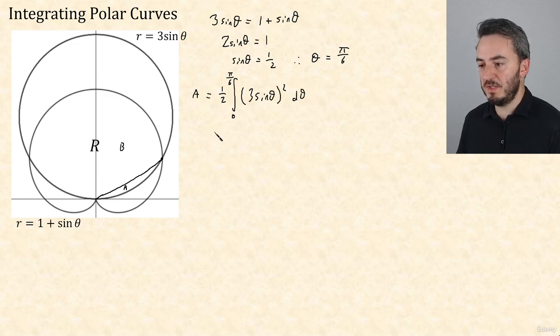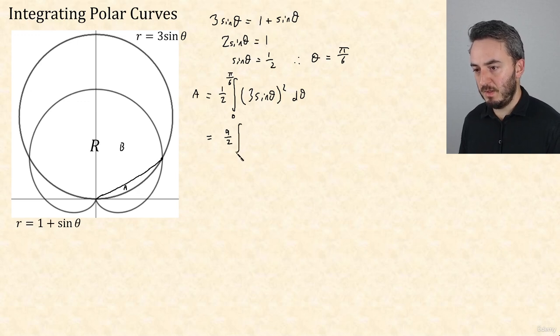So let's just compute this. First thing to do is figure this out. That's 9 sine squared theta. I'm going to pull that 9 out, so I've got 9 over 2. And then it's sine squared theta. And what is sine squared theta when I'm integrating? Well, it's the same as 1/2 minus 1/2 cos 2 theta. Such a useful identity, that. So now I can integrate. So that's 9 over 2.